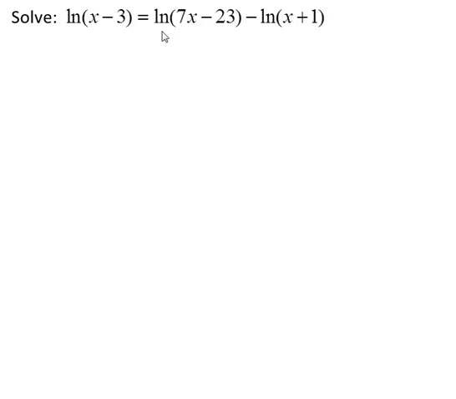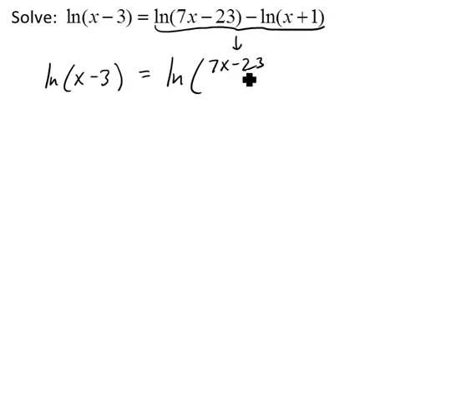To start solving this equation, we're going to condense the two terms on the right hand side into a single logarithm using the quotient rule. That's indicated by the subtraction there. So in order to write that as a single logarithm, we get the natural log of (7x minus 23) over (x plus 1).